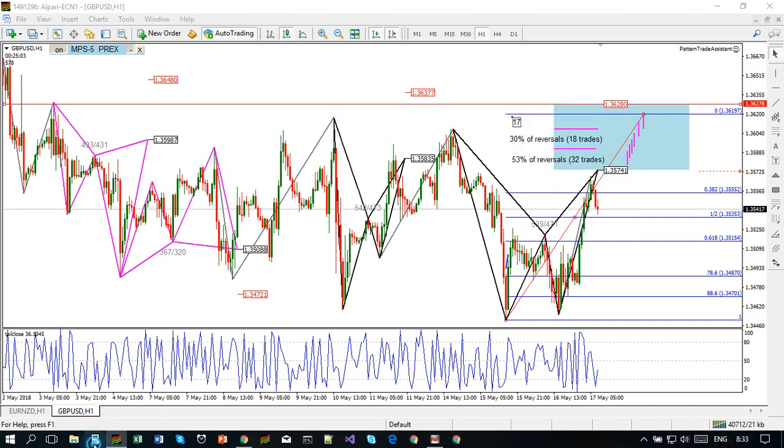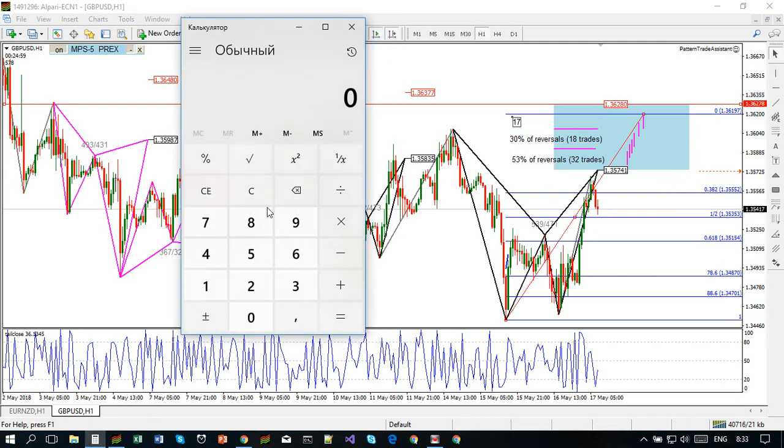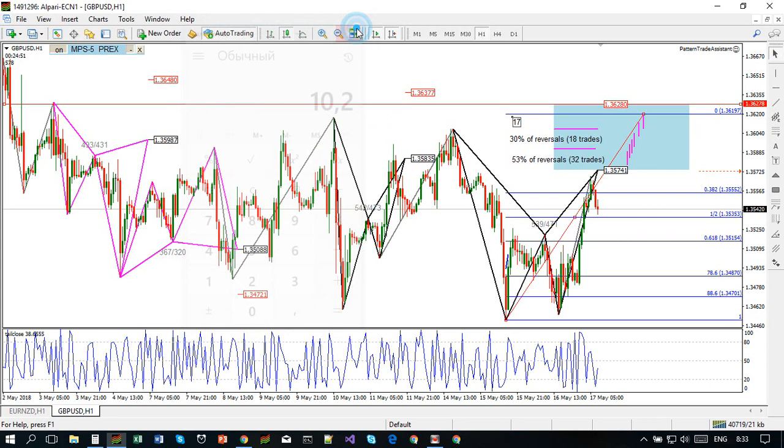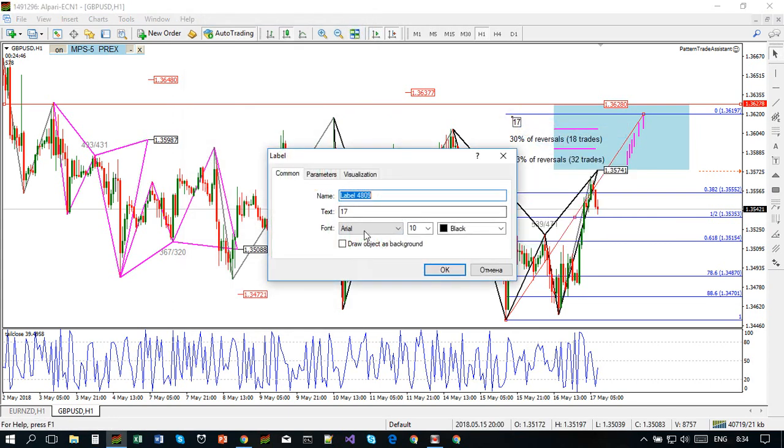We can also calculate it this way. If you go 60 multiplied by 0.17, it should be somewhere around 10 trades. Yes, 10 trades. Go to label properties, 17% of reversals. It is 10 trades total.